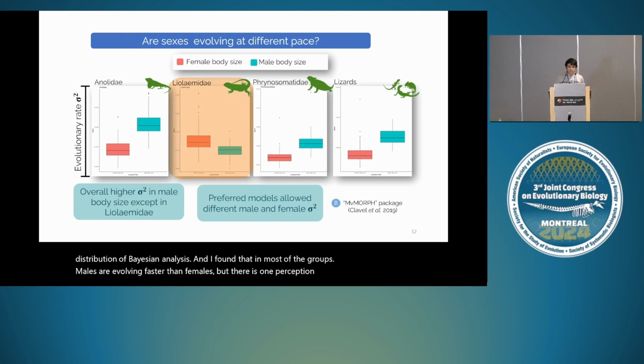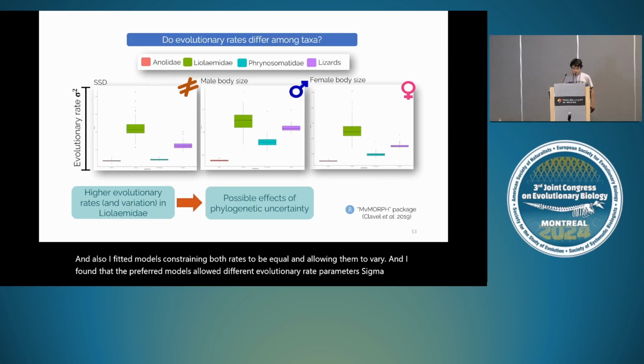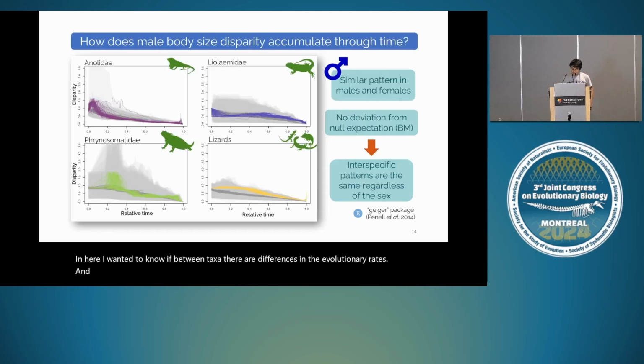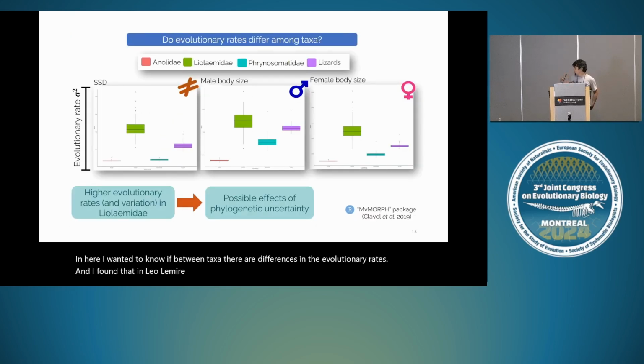In Liolaemidae, the evolutionary rate parameters that I found for females are higher than the ones for males. I also fitted models constraining both rates to be equal and allowing them to vary, and I found that the preferred models allowed different evolutionary rate parameters, sigma squared. Here, I wanted to know if there are differences in evolutionary rates between taxa, and I found that in Liolaemidae specifically, the evolutionary rates are higher.